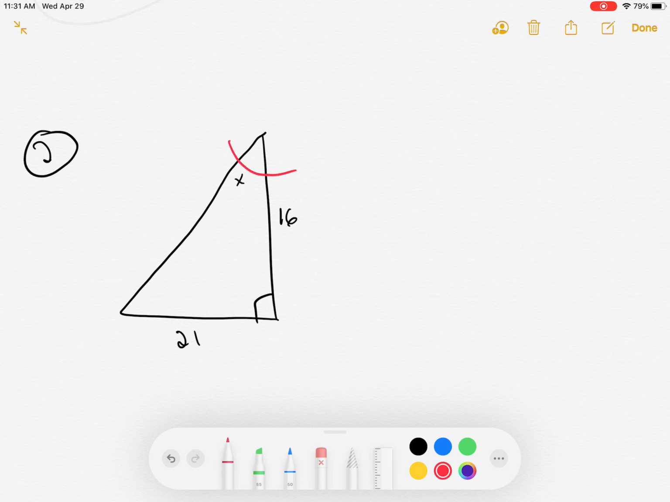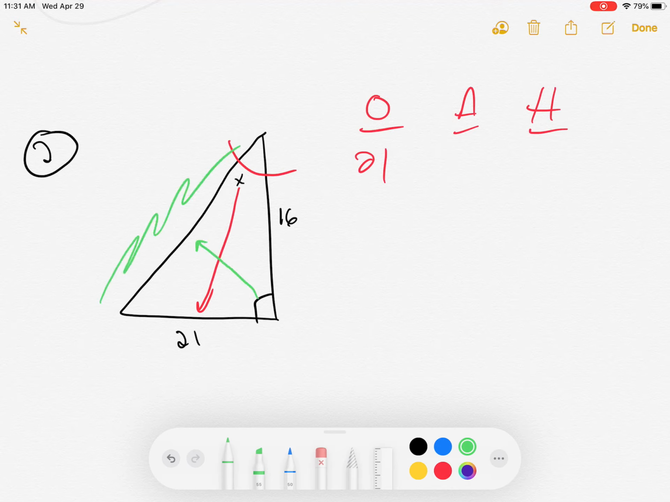So again, what you need to do is, in terms of the angle you're trying to find, you got to list out O, A, H. Okay? Opposite value, 21. Now we just got to decide, is 16 my A value or is that my H? Well, my hypotenuse is this one. There's no number listed there, so I don't know the H value. That means that 16 must be my adjacent value.